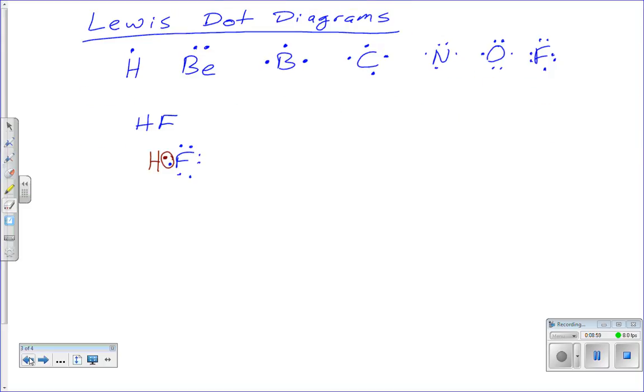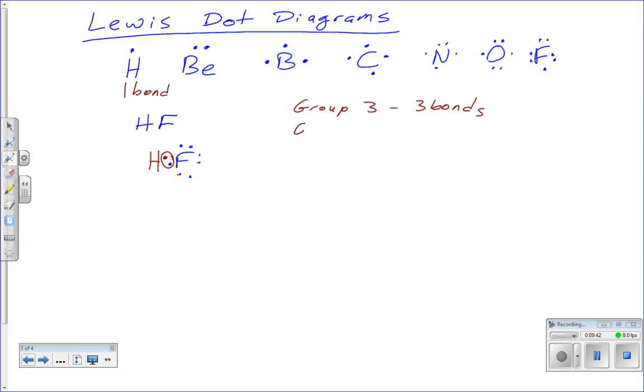Let's backtrack a little bit and look at these dot diagrams again. Again, hydrogen only wants to have 2 electrons, so it can only make 1 bond. As far as the rest of them goes, the atoms in group 2 are going to make ionic compounds all the time. They're not going to make covalent bonds. They're not going to share electrons. Atoms in group 3 sometimes will make covalent bonds. Since they have 3 valence electrons, they can make 3 bonds. So group 3 can make 3 bonds.